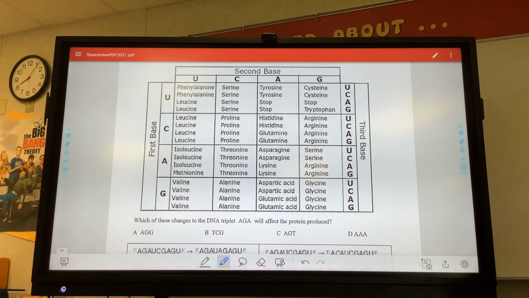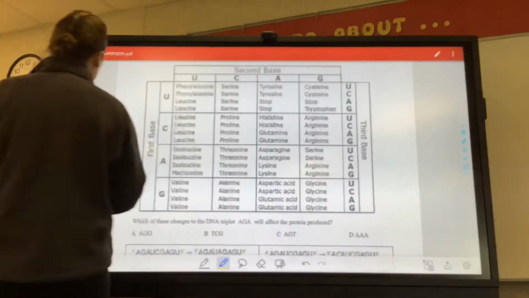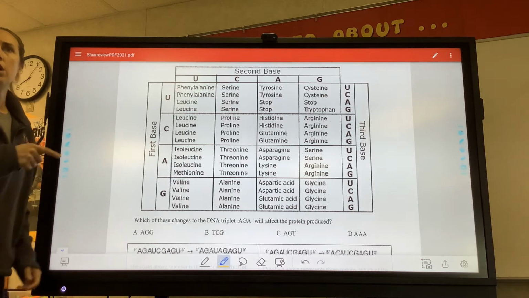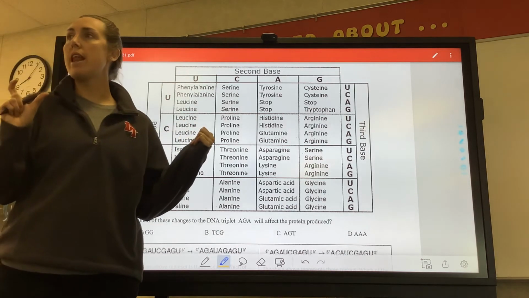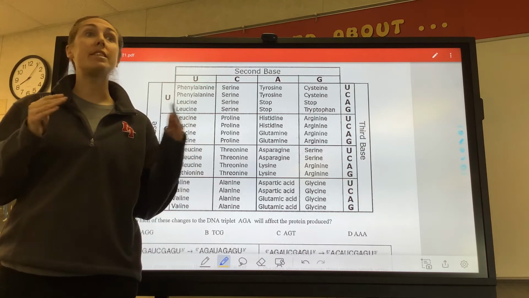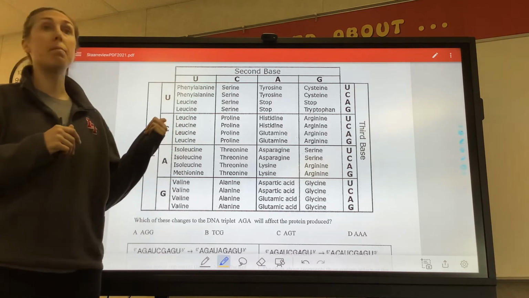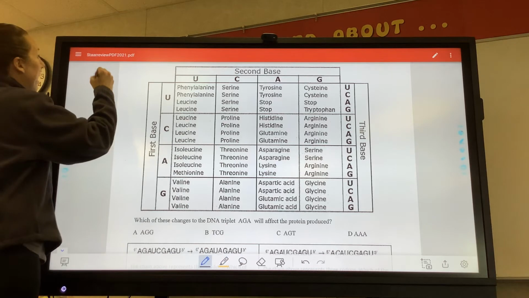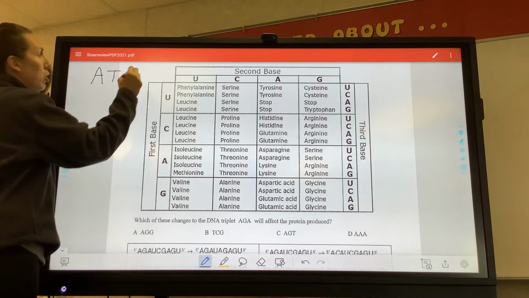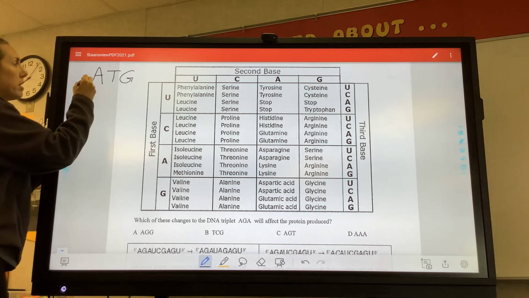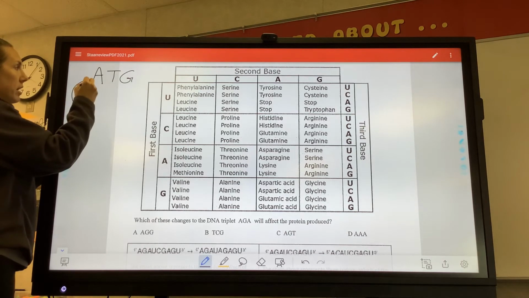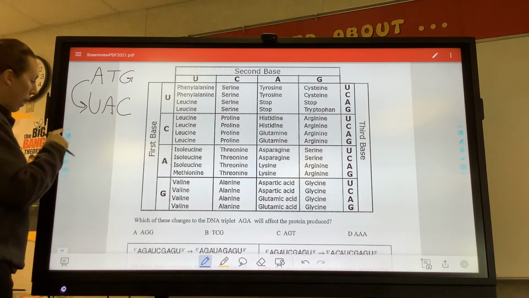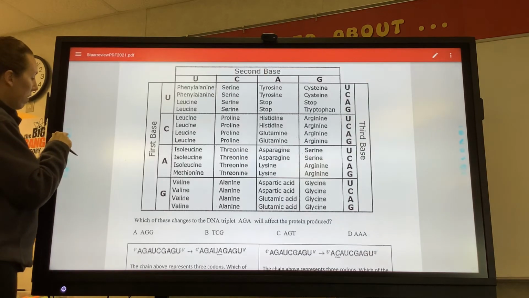Okay, so remember, if I give you bases, do you notice there are no T's on this chart? If you got a codon that had a T in it, that's the DNA. You can only put messenger RNA in here. So if you got, for example, ATG, you could not put that in there. What would you have to turn that into? RNA. And what is it? UAC. Good, awesome.